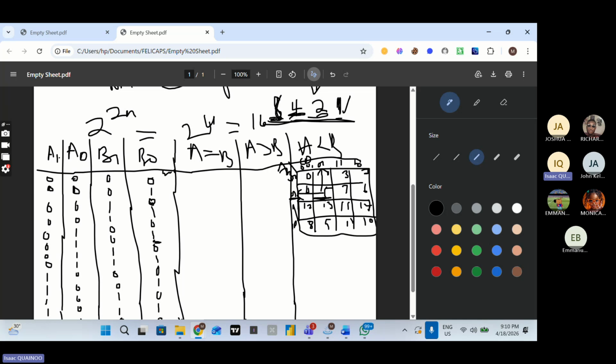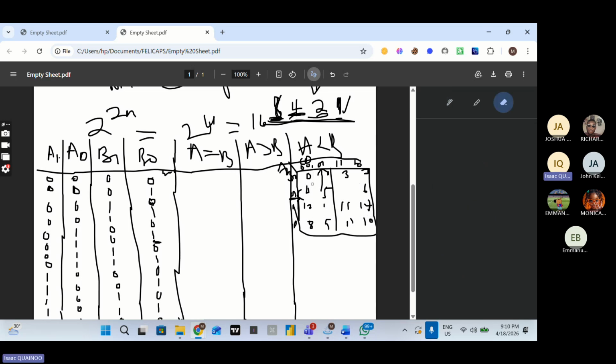Then you come to 8. You know each binary number will repeat itself 8 times, like 00000000, and then 11111111. Okay, so we should just understand how to denote our input combinations.